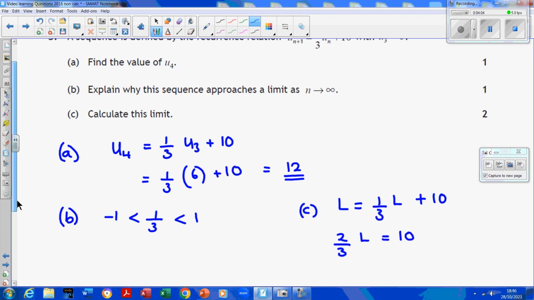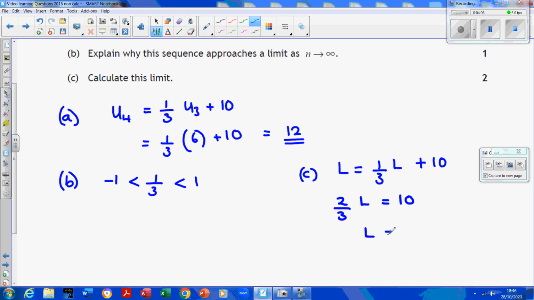And then we just tidy that up by saying L is equal to, instead of dividing by 3, we times by 3. And instead of multiplying by 2, we do the opposite, we divide by 2. So L is equal to 30 divided by 2 is 15. Okay.